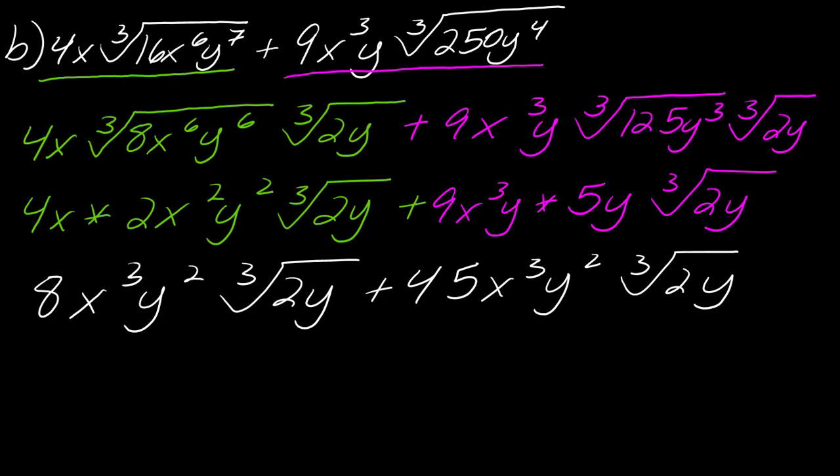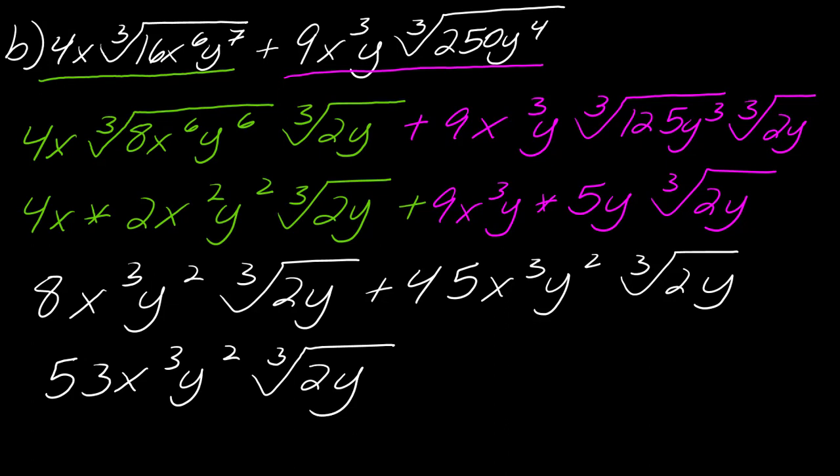And so now taking a look at all of this, I can actually combine these, right? So 45 plus 8, that's going to be 53x cubed y squared times the cube root of 2y. So there's actually quite a bit that goes into this.